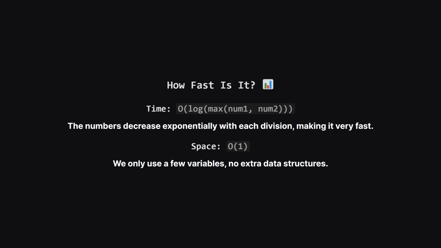So how much faster is this? The time complexity is big O of log of the maximum of num1 and num2. That's a bit of a mouthful, but it basically means the solution is extremely fast. Because we're using division, the numbers shrink incredibly quickly. Much like in a binary search, the number of steps depends on the number of digits, not the actual size of the number.